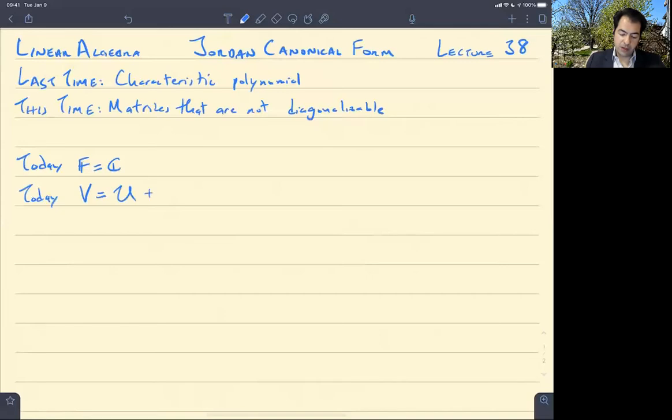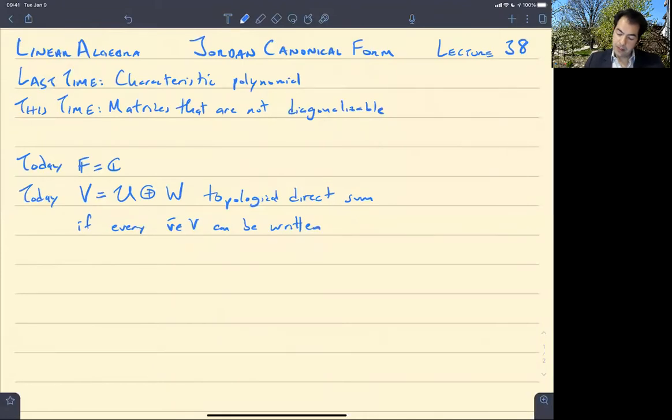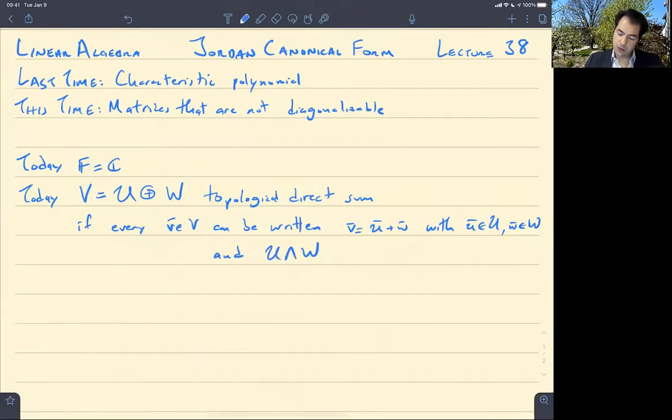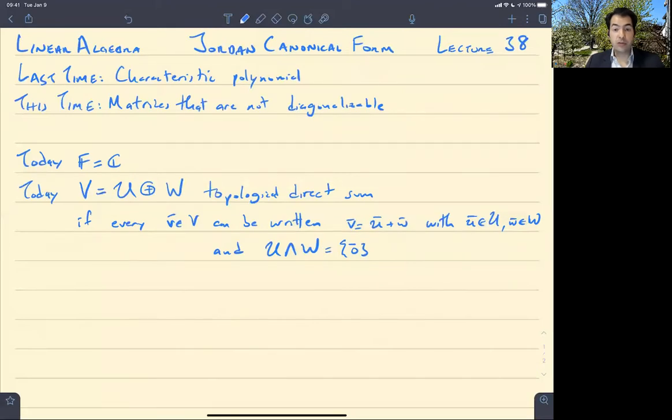I'll say that a vector space V is the direct sum of U and W. Here, I'm going to be using what's called the topological direct sum. So I'm not going to assume that they're orthogonal. This means that every vector in V can be written as a sum of a vector in U and a vector in W, and that U and W intersect only in the zero vector. That's known as the topological direct sum, and that's what I'll be using today.